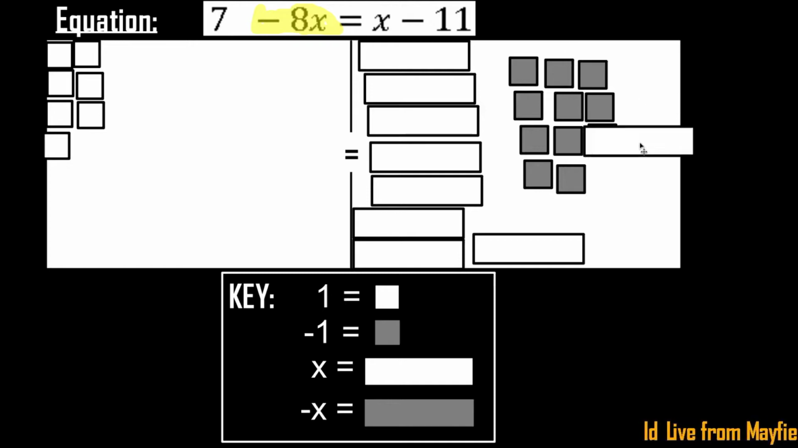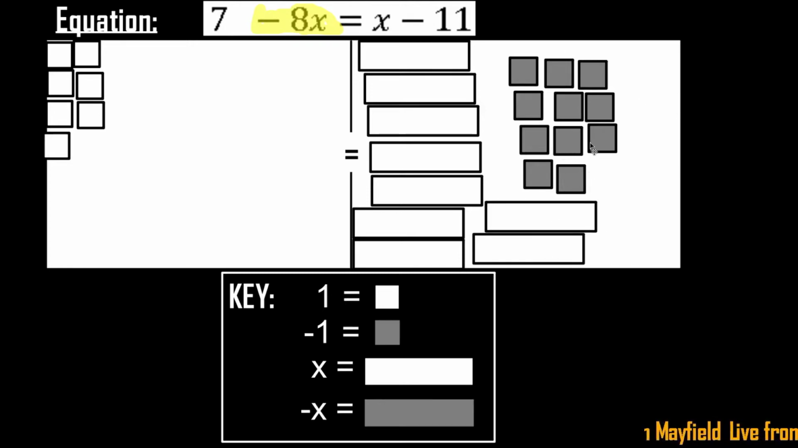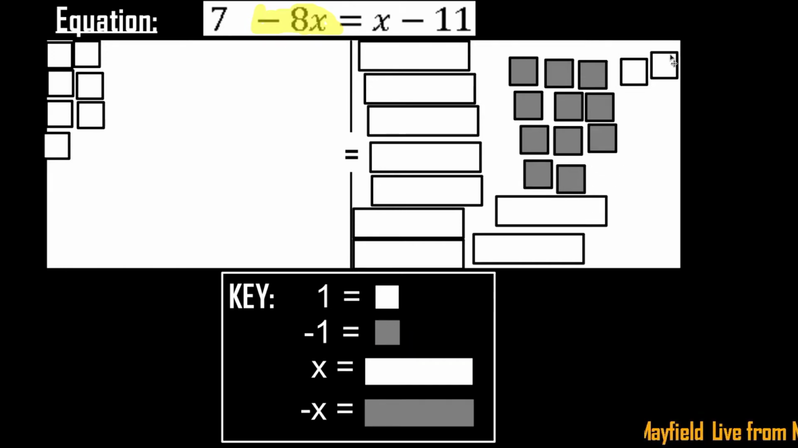And what else do I have? I have 2, 4, 6. I still have those 11 negatives. So since I have my x's on this side, I want to make sure I can get it to the other side, because we're trying to find out what one of these rectangles equals. So I'm going to have to add 11 positives now to both sides. So I go 1, 2.